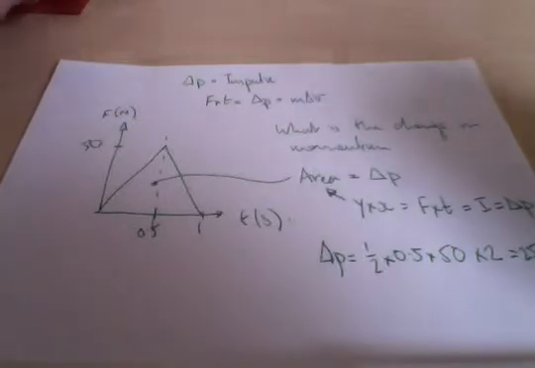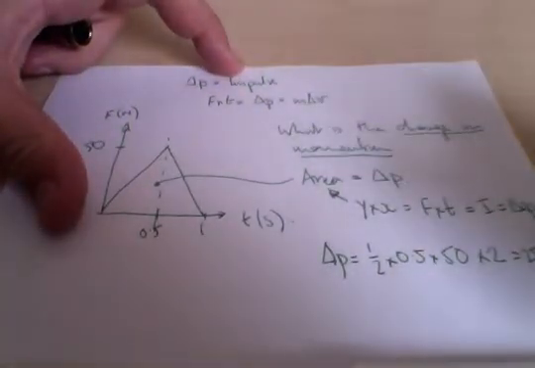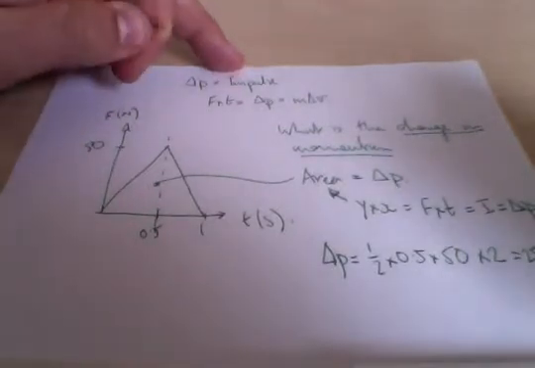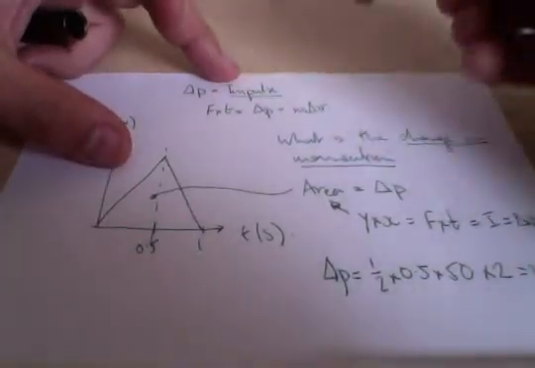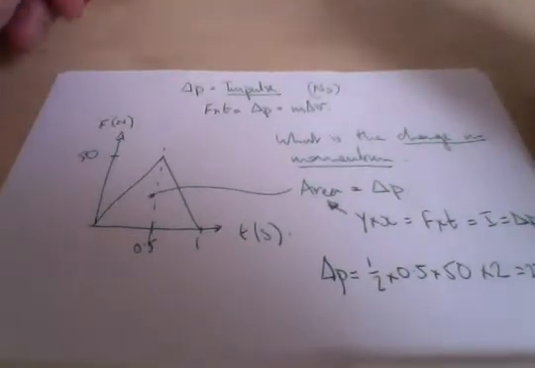If they're asking for change in momentum, then your answer should be in kilogram meters per second. If they're asking for impulse, your answer would be in Newton seconds. So keep it consistent. Okay, here's another example.